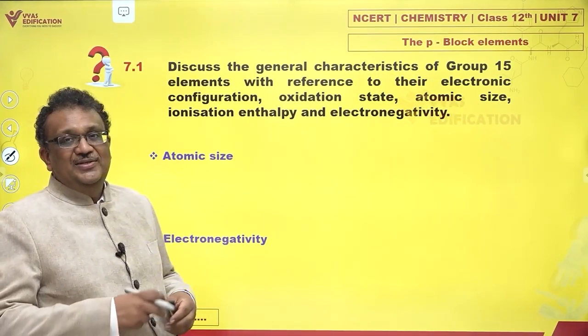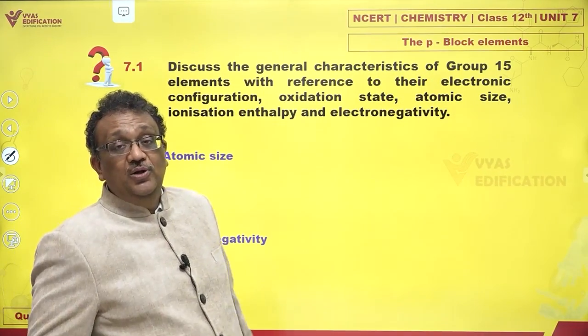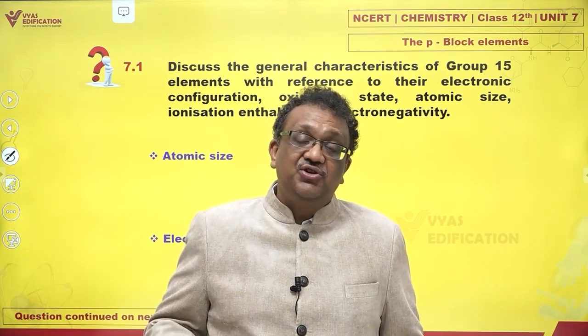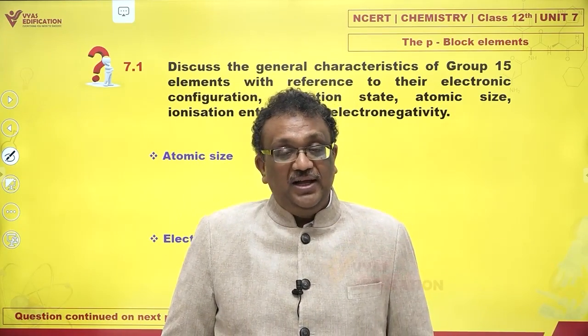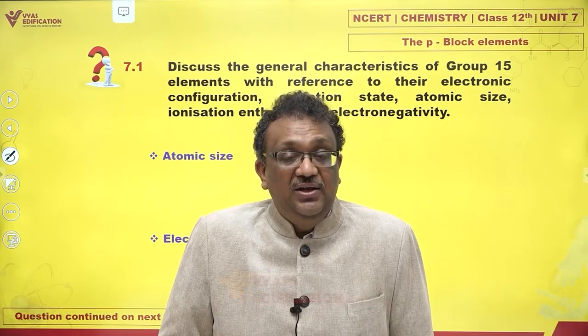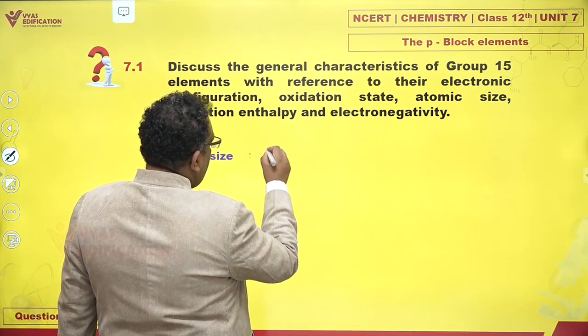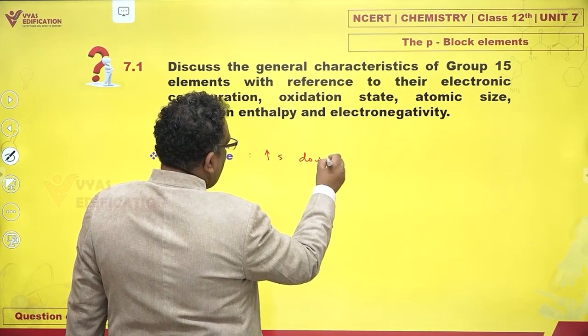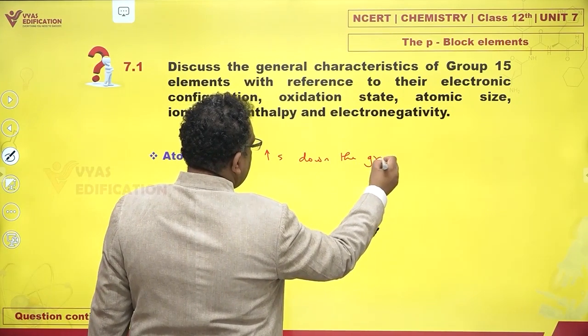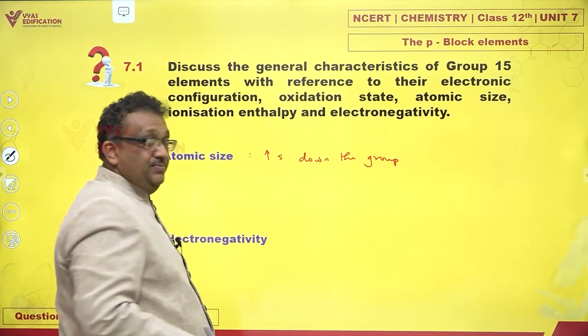What about atomic size? Very simple. On moving down the group, you keep on adding extra shells, and as you keep on adding extra shells, atomic size increases down the group. So atomic size very consistently increases down the group. Does it have any exception? No, it has no exception.